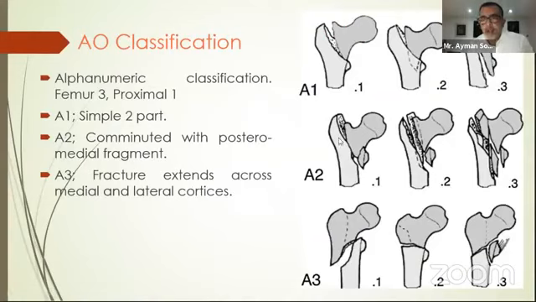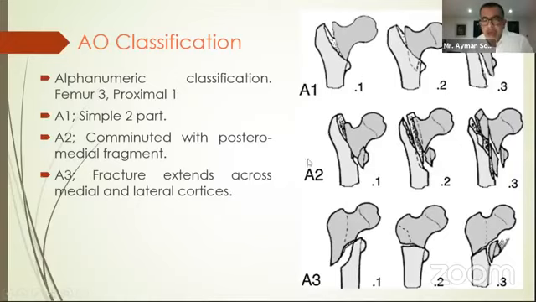But we are going to use the AO classification, which is what we use day in and day out. So it's an alphanumeric classification where the femur is bone number 3, proximal is 1. So A1 is 2-part fractures, and this is subdivided to a simple trochanteric fracture, A11, those who extend into the greater trochanter and with a bit more displacement are A12. Those who extend inferiorly beyond the lesser trochanter is A13.